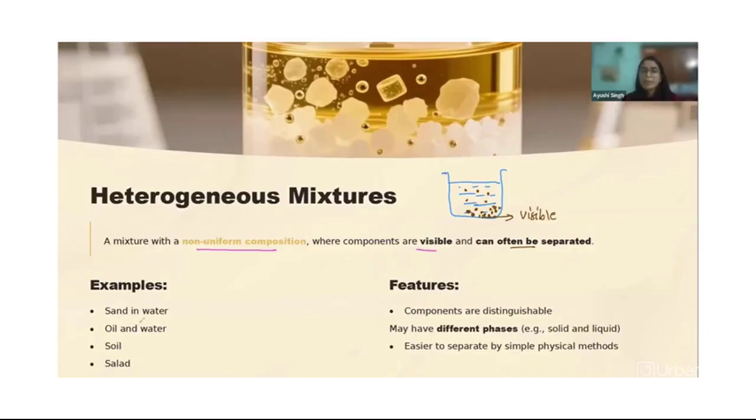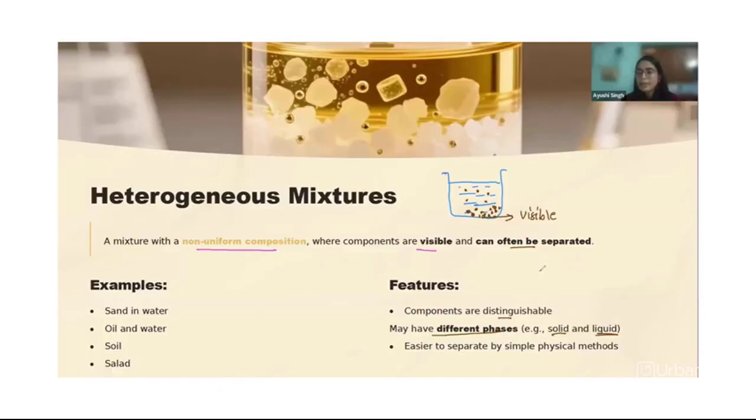So examples here would be sand and water, oil and water, soil and salad. In a salad also you can pick out tomatoes maybe, and cucumber or onion separately. Features: components are distinguishable, and may have different phases. One thing we need to know is that their phases could be different. Something could be mixed in solid, like the mixtures example, something could be mixed in liquid, for example here sand and water, right?